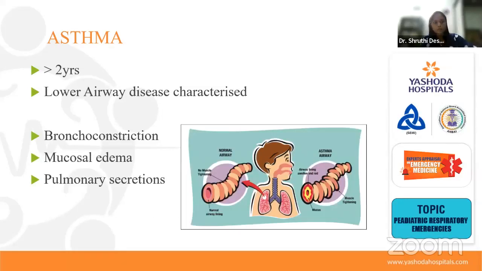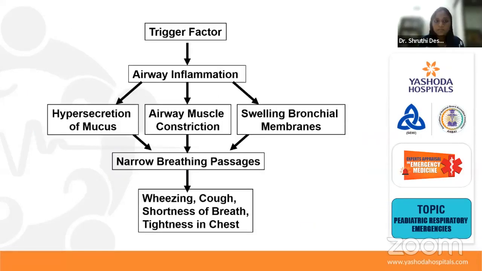Now coming to one more differential diagnosis of airflow obstruction, which is asthma. It is mainly common in children more than 2 years of age. So any child who is wheezing and is less than 2 years of age, think about bronchiolitis. If the child is more than 2 years of age, think about asthma. It's a lower airway disease characterized by bronchoconstriction, mucosal edema, and pulmonary secretions. So there's a trigger factor, there's airway inflammation, increased secretion of mucus, airway muscle constriction, and swelling of the bronchial membranes causing narrowing of the passages, causing wheezing, cough, shortness of breath, and tightness of chest.